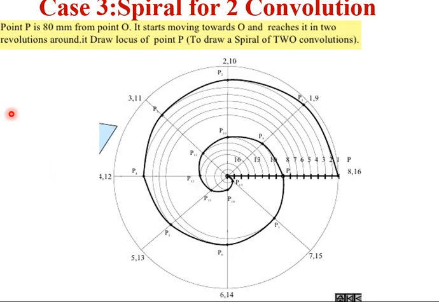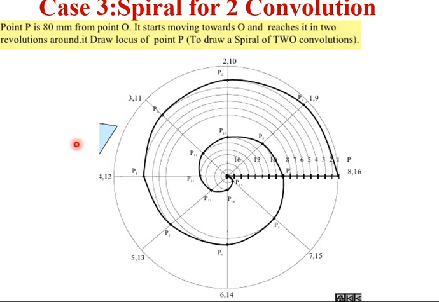Next one is case 3, spiral for 2 convolution, which I have already explained in this case, but still I'm going to explain it. Now here for this case, the simple question is there. Point P is 80 millimeter from point O. So OP is equal to what? 80 millimeter. It starts moving towards O, that is P is moving towards O, and reaches it in 2 revolutions. That means 2 convolutions. Draw locus of point P to draw a spiral of 2 convolutions.